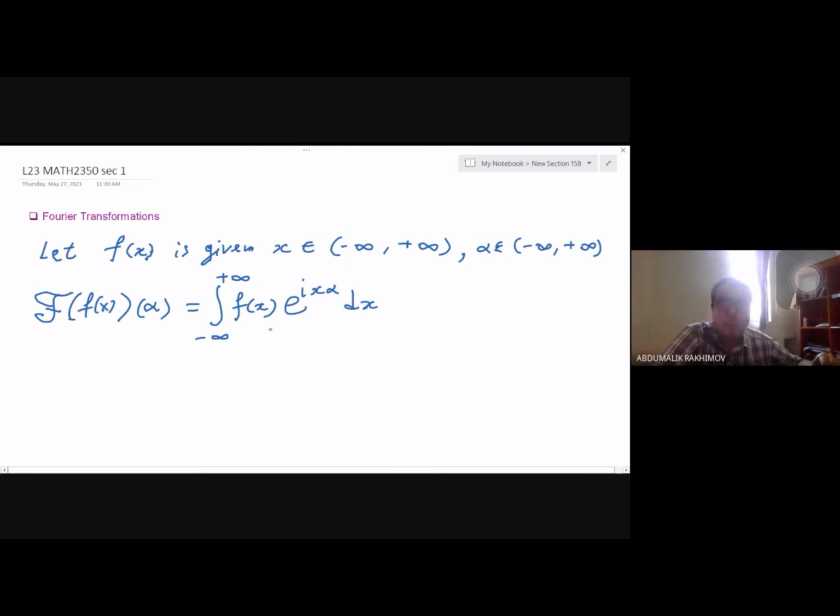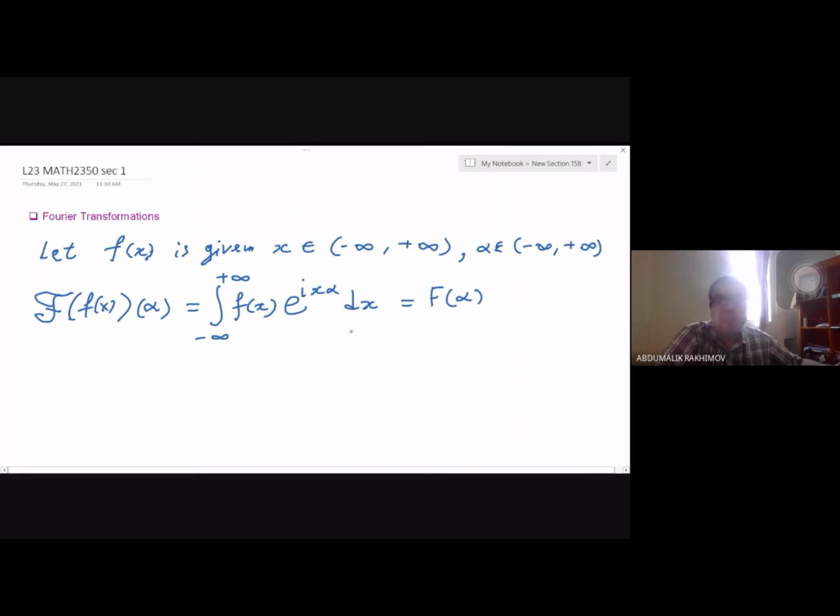So you just put here the given function f(x), multiply by the exponential function, exponential iota x alpha. Then integrate with respect to x. When you integrate, x will disappear because it is a dummy variable of integration. The result will be a function of alpha, depending on alpha. Sometimes it's denoted by capital F of alpha, F for f. If you have function g, then the transformation will be capital G of alpha. It's a new function, so we will call it the Fourier image of function f(x).